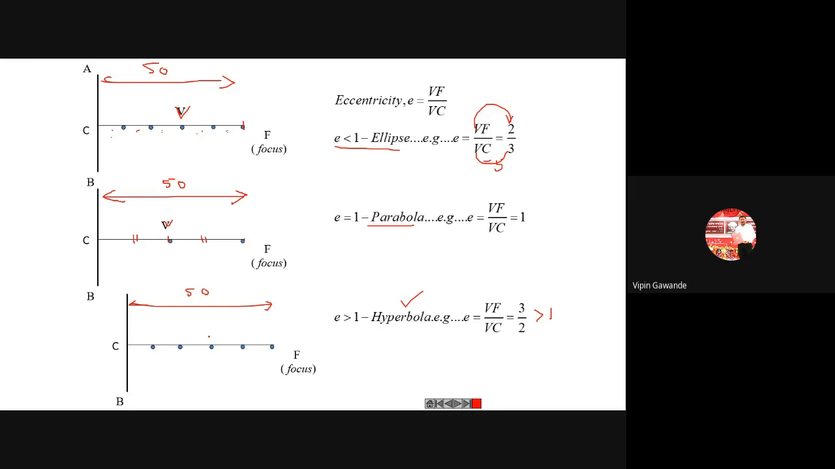Now we have to put the vertex. So here you start from here. Vf is getting how many divisions? 3. So start from the right-hand side, 1, 2, 3. So V comes here. So Vf got 3 divisions, 1, 2, 3, and Vc got 2 divisions. So here the vertex comes here.